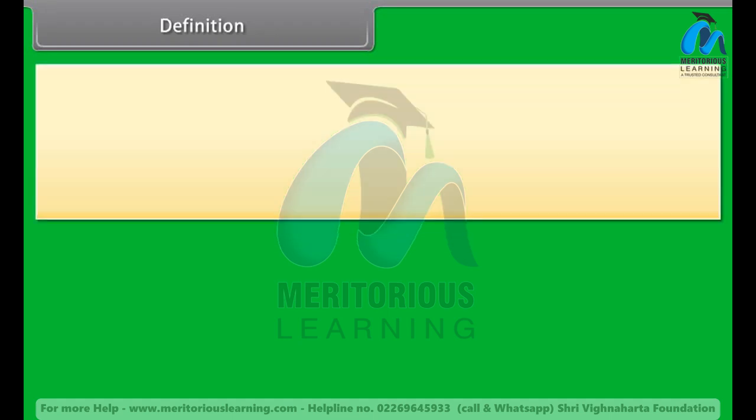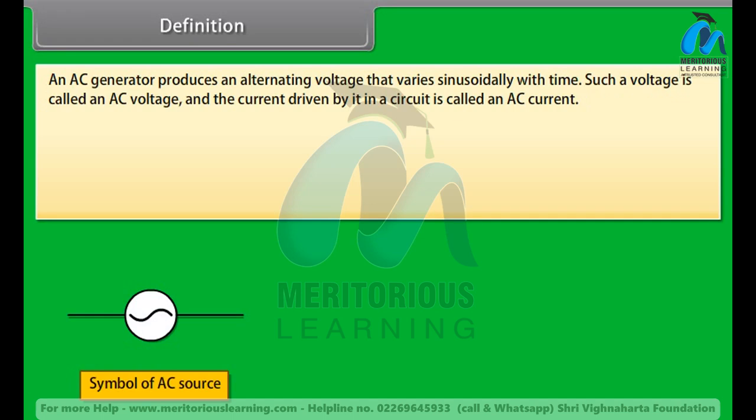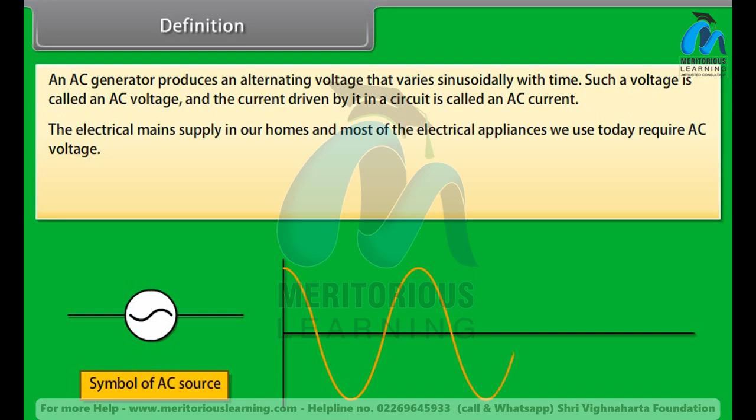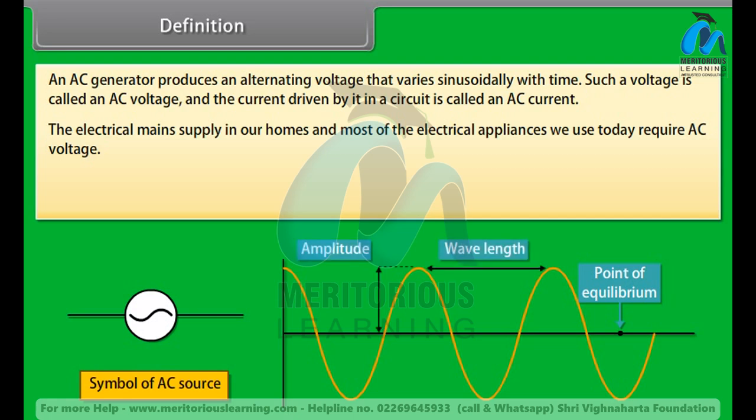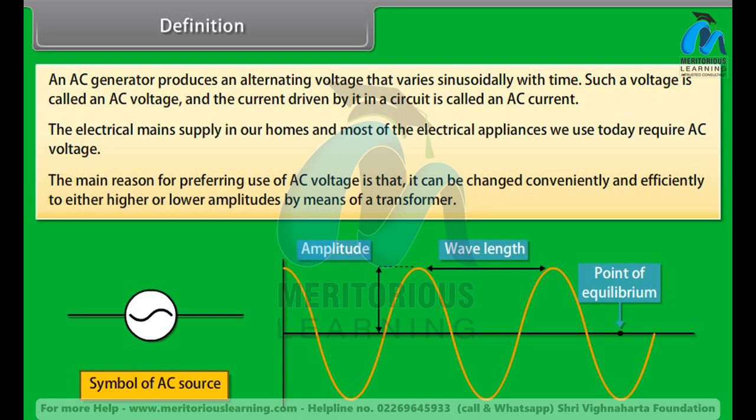Definition. An AC generator produces an alternating voltage that varies sinusoidally with time. Such a voltage is called an AC voltage, and the current driven by it in a circuit is called an AC current. The electrical main supply in our homes and most of the electrical appliances we use today require AC voltage. The main reason for preferring AC voltage is that it can be changed conveniently and efficiently to either higher or lower amplitudes by means of a transformer.